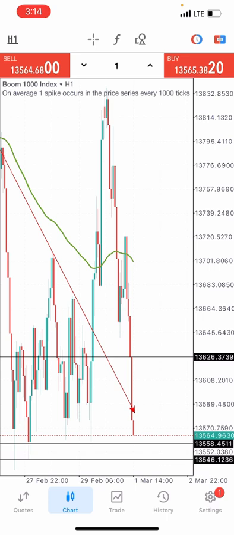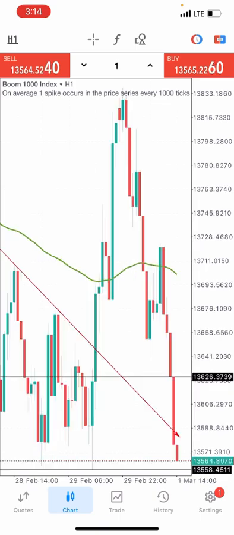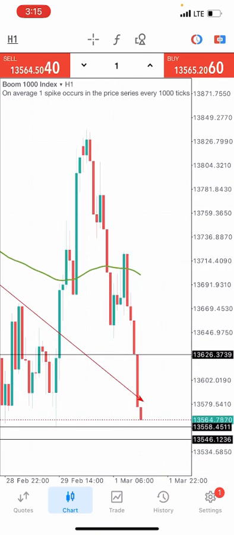Good day, traders. So I want to show you guys how to catch spikes on Boom and Crash. Okay, it's very simple to catch spikes on Boom and Crash. Now look at this. I'm waiting for market to touch this line for me to buy. All right, see this black line. This is a very simple strategy.